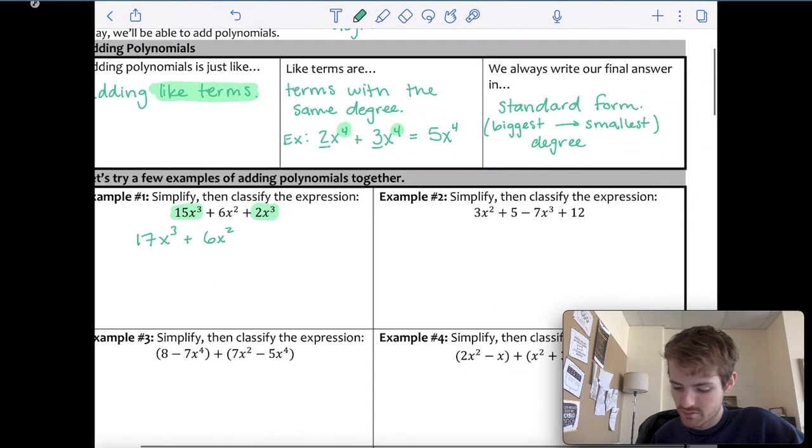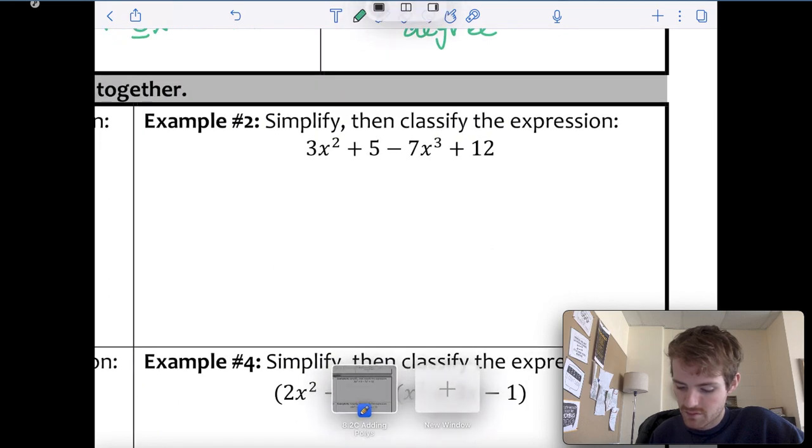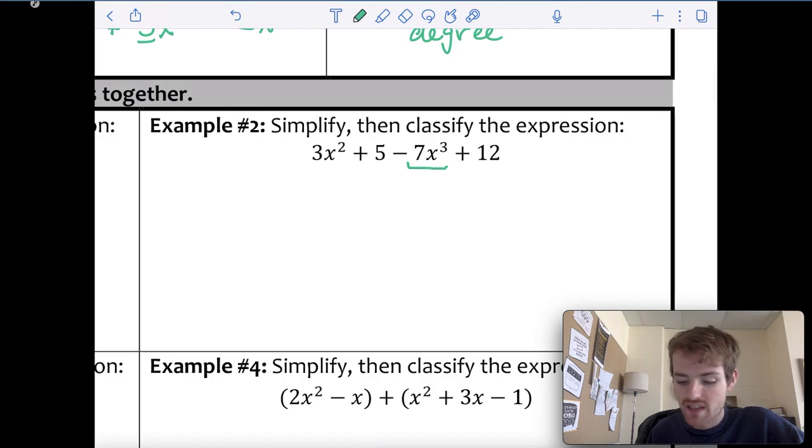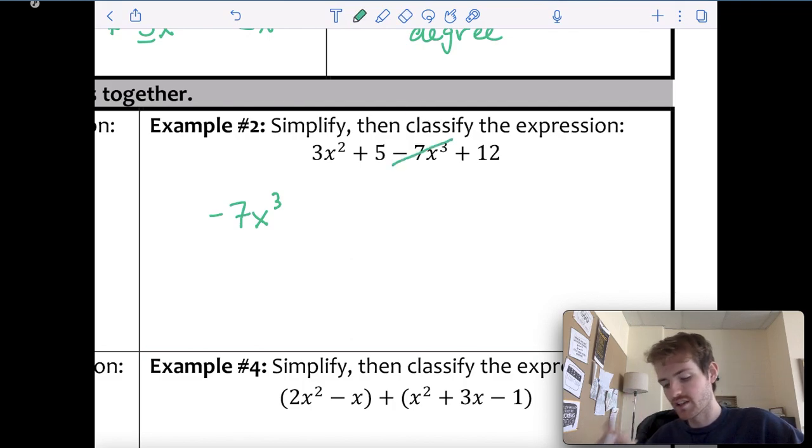In example 2, so what's my biggest term here? My biggest degree I see is this. Notice how there's a negative sign out in front of that 7x cubed. So when I write it, I'll write it with the negative 7x cubed. Well, what's my next biggest term? So we moved that around. My next biggest term I see is this 3x squared. Do I see any other x squareds, any degree 2's? No. So there's nothing to add there.